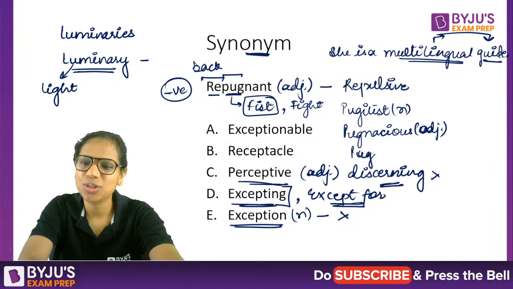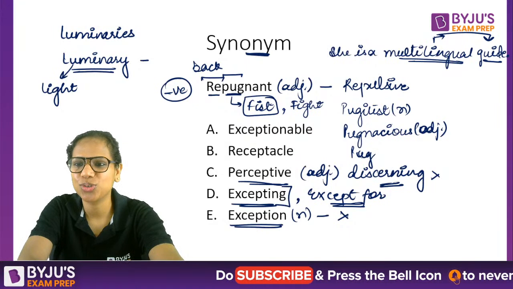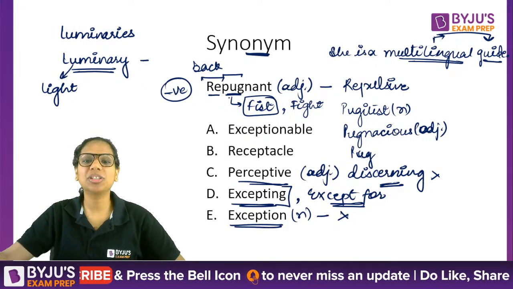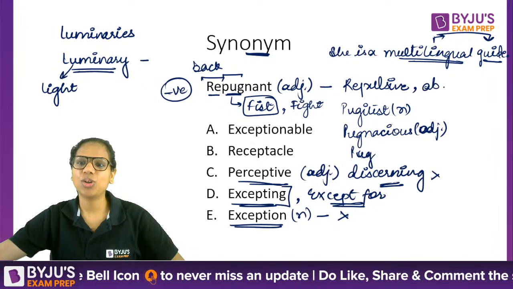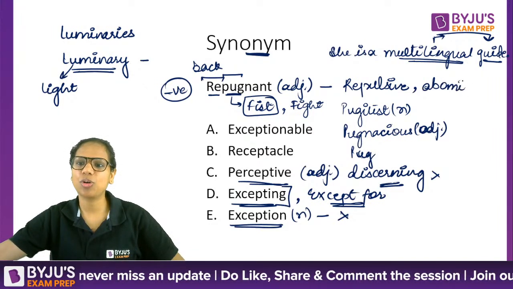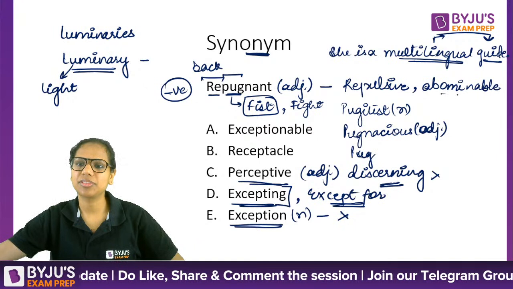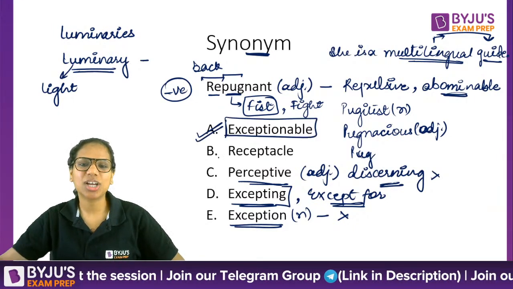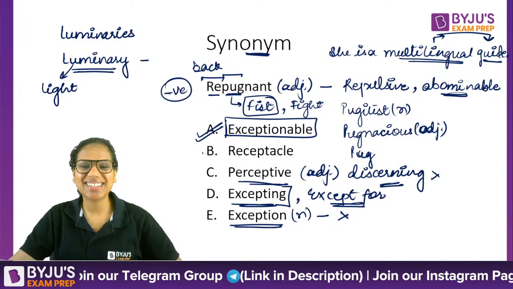I have got quite a few B's. Good, good, good. B is the answer. Yes, abominable. Correct, correct. Abominable is also a synonym along with disgusting. Abominable. Okay, so exceptionable is the answer. Acha, I got B's. B is not the answer, right?